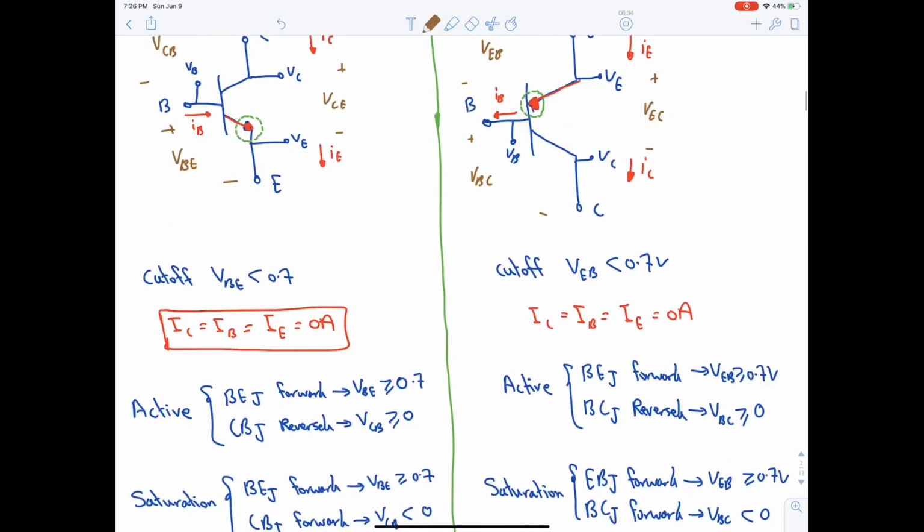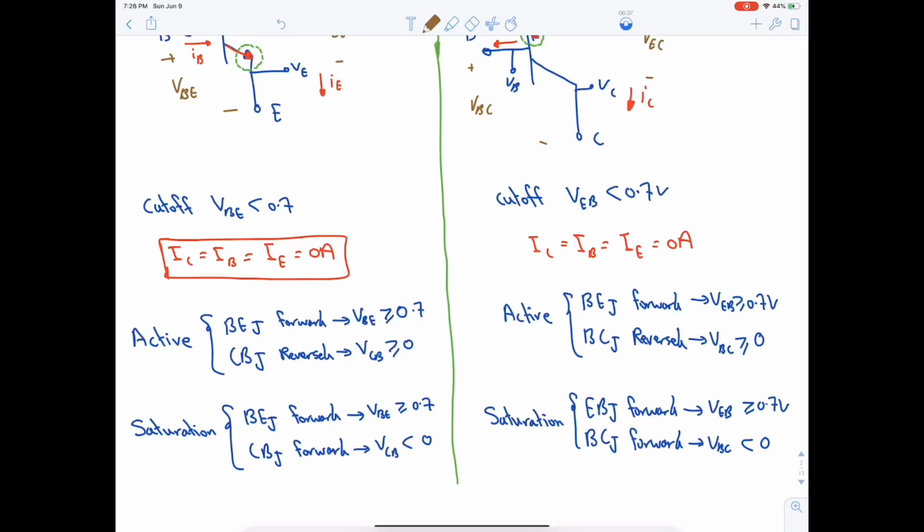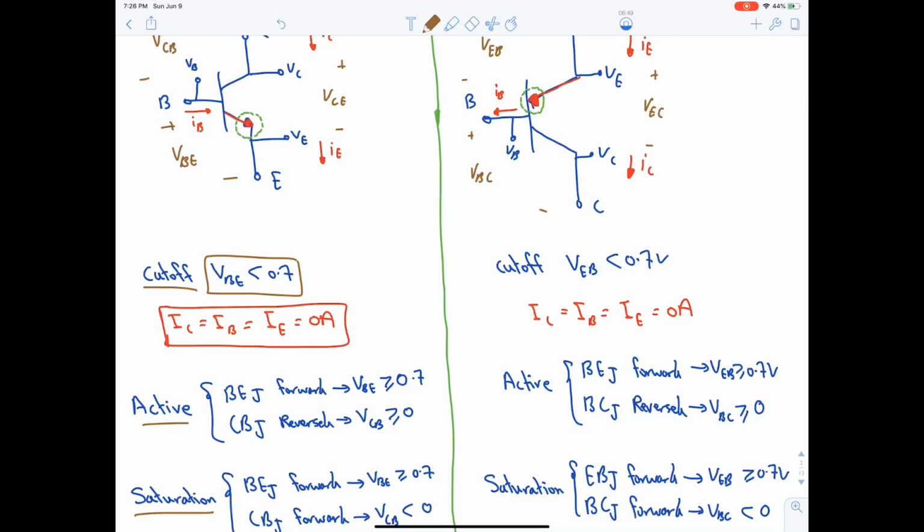Next. We said that we have three modes of operation: cutoff, active, and saturation. How do we differentiate between them? We differentiate between them through checks. How do we know that we are in the cutoff region? VBE, which is the voltage drop between the base and the emitter, has to be less than 0.7.